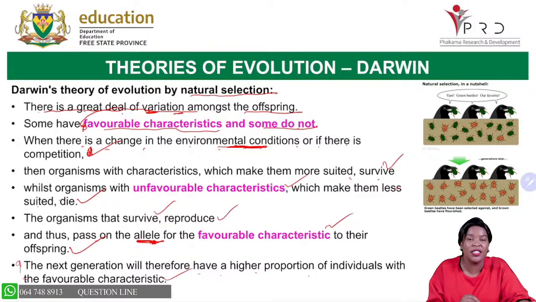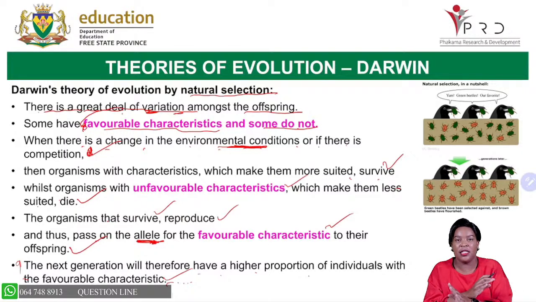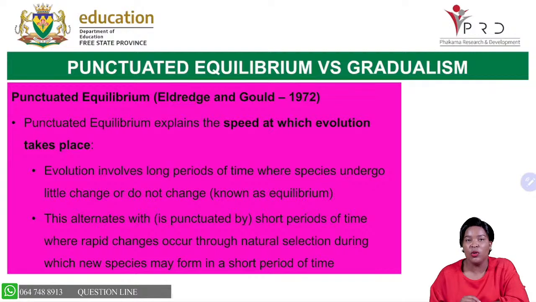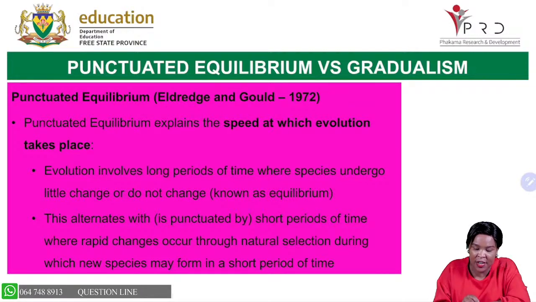Please conclude your statement as to explain how organisms evolved by natural selection. This last statement will be your concluding statement, and it is also very important. Please know the differences between the two, how Darwin would explain it, how Lamarck would also explain it. Then you come to the most recent theory of evolution by Eldridge and Gould in 1972. Now, 1972 is like the most recent time.